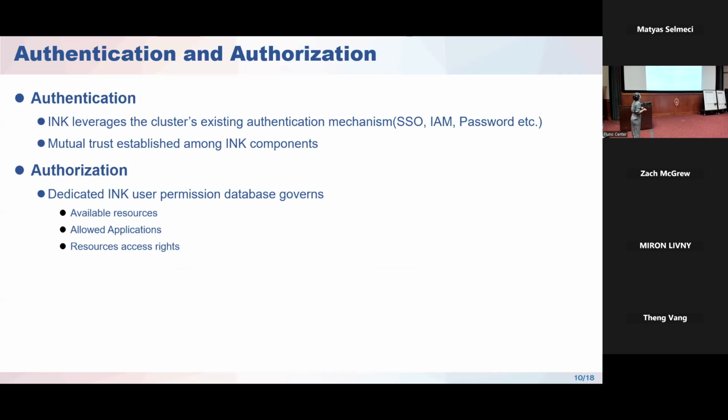And this is the architecture I just described. About authentication and authorization, the INK doesn't handle the real authentication. It leverages existing authentication mechanisms such as SSO, and batch-system username and password can also be used. Besides this, inside the INK we establish a mutual trust mechanism among the components. For authorization, we create a dedicated INK user permission database, governing the available resources, allowed applications, and resource rights of the user.